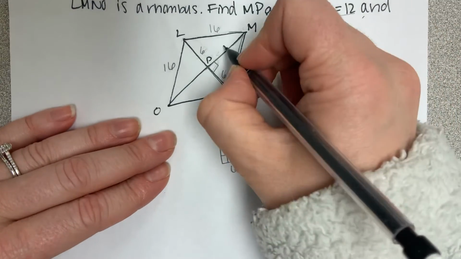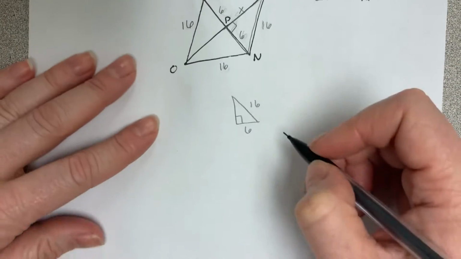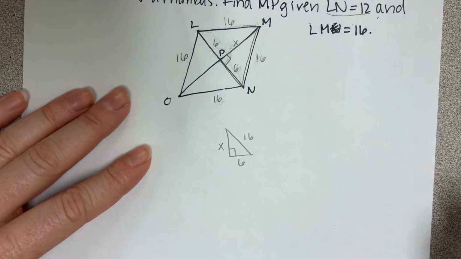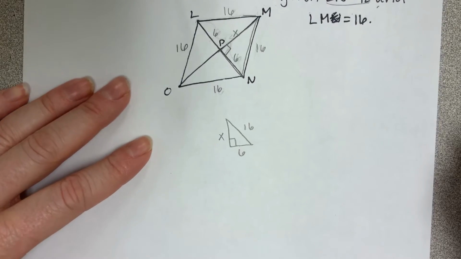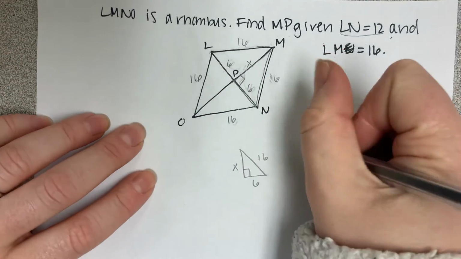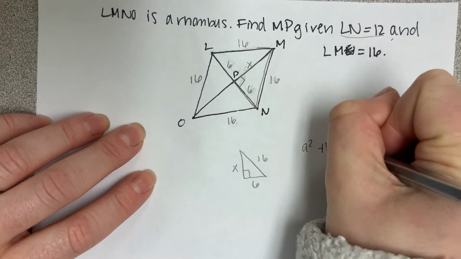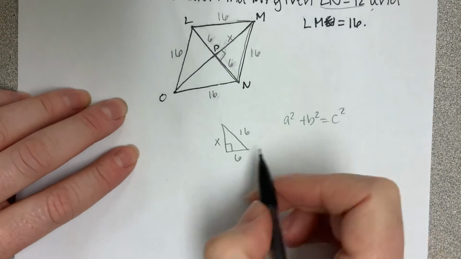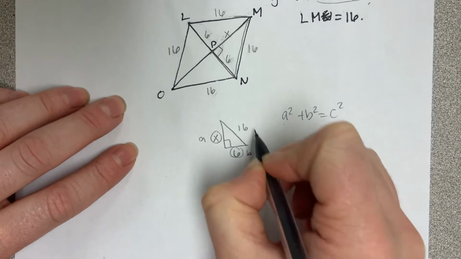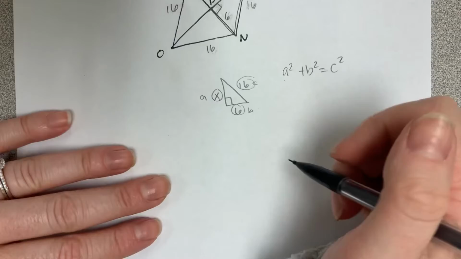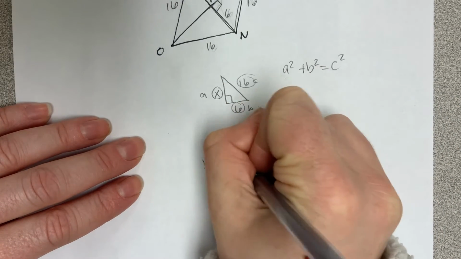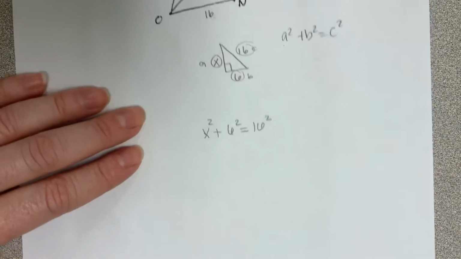And we're looking for MP, so I'm going to put an X right there, and in my right triangle, I'm going to put an X where MP is. Now we can easily solve for that side by using the Pythagorean theorem. The Pythagorean theorem says a squared plus b squared equals c squared. A is our X, b is 6, and c is 16. So we can say x squared plus 6 squared equals 16 squared.